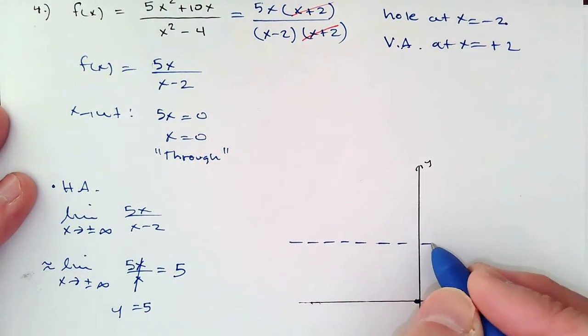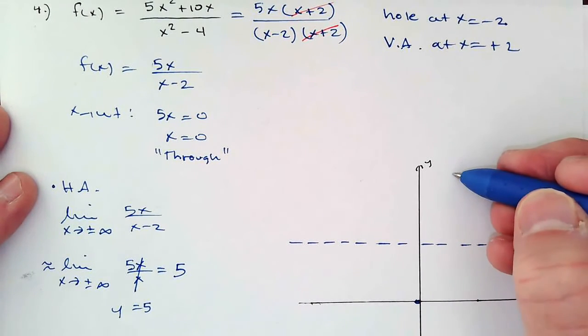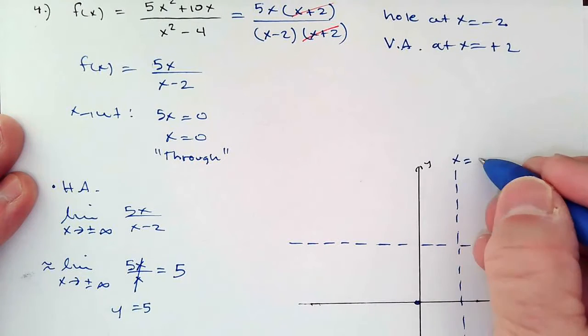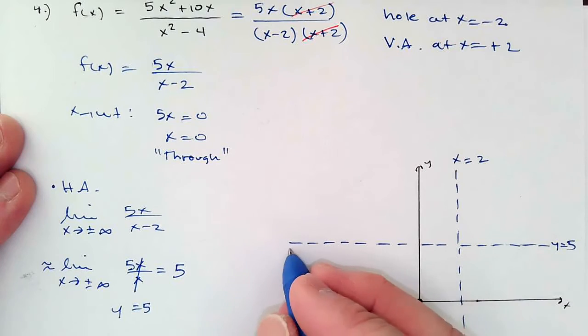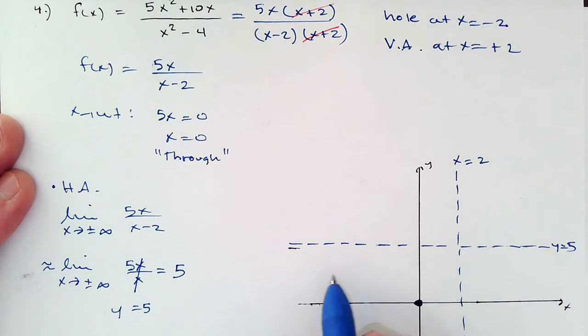Let's say this is y equals 5. Vertical asymptote of x equals 2. We know we had an intercept of 0. That was a through intercept. So if you think about it, if it's got to approach this asymptote in this direction, it kind of has to come through this way, doesn't it? It wouldn't go this way because it wouldn't get close to 5.